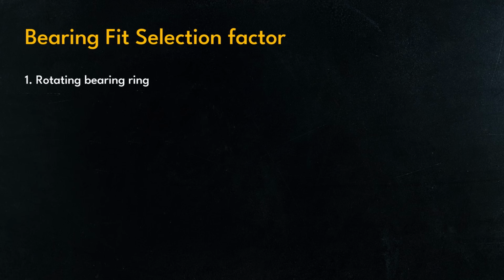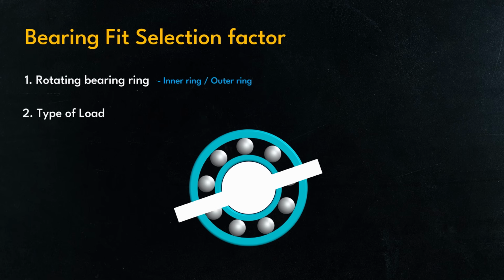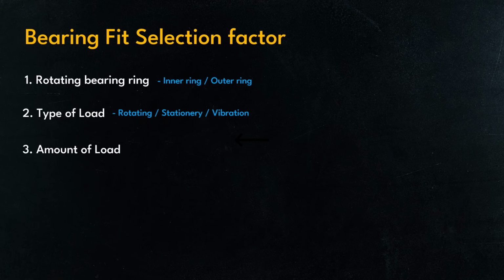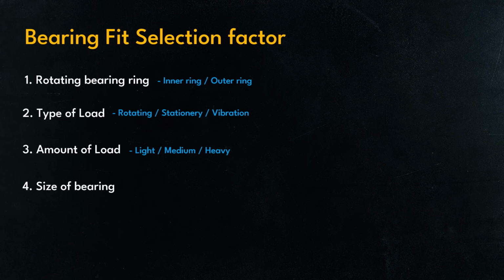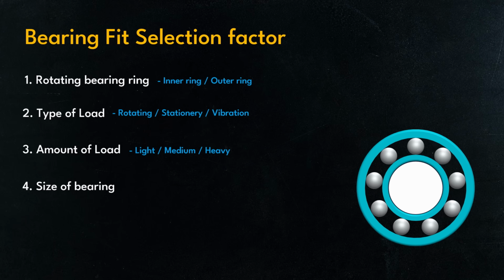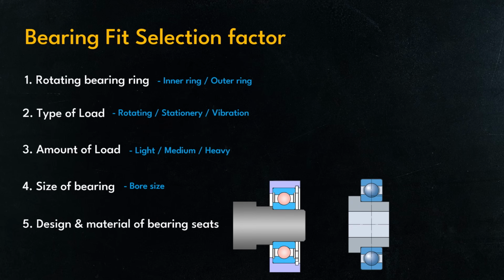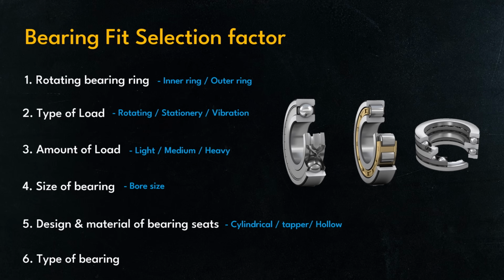Number 1 is which bearing ring is rotating, inner ring or the outer ring. Number 2 is loading condition, rotating load or stationary load or vibratory load. Number 3 is amount of the load, light, normal or heavy load. Number 4 is the size of the bearing, the bore size of the bearing. Number 5 is the design and the material of the bearing seat, cylindrical seat or a hollow seat or a taper seat. And number 6 is the type of bearing, ball bearings or roller bearings or other types of bearing.